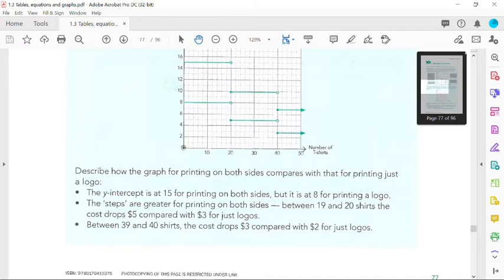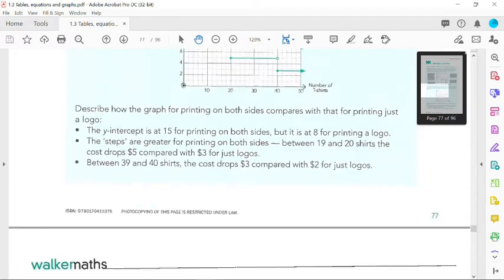If you look at both sides, it went from 15 to 10. That's a drop of $5. But this one went from 8 to 5. That's a drop of only $3. See the comparison? And so you just make one of those comparisons. Between 39 and 40 shirts, the cost drops $3 compared to $2 for just logos. So if you're going to talk about the drops or how much difference, talk about it for each step. Super easy as long as you remember to talk about it.